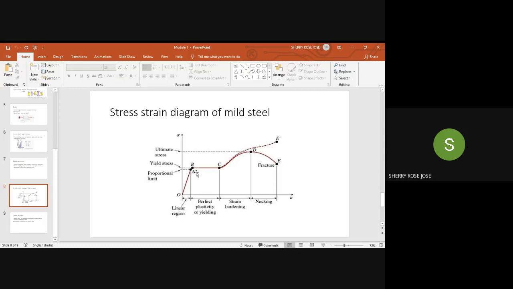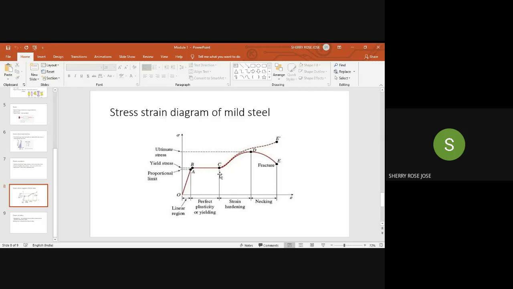I have already said that beyond the yield point, if you keep loading, the body starts to get deformed. There are two types of yield point: upper yield point and lower yield point. Beyond the upper yield point, without a considerable increase in stress, there is a large change in strain. Here you can see the strain is varying, but the stress remains at the same level, and that is termed plasticity or yielding.